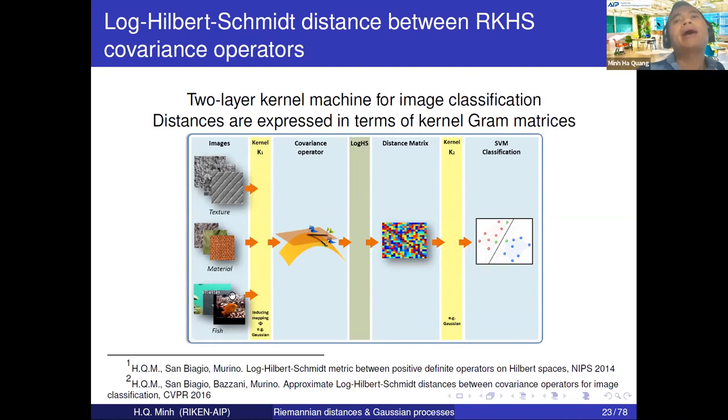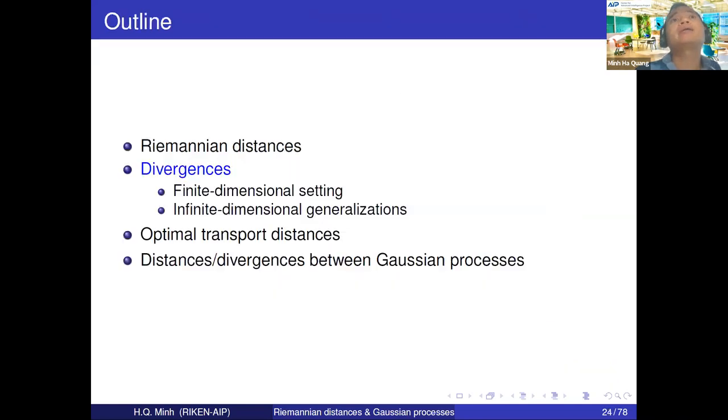So this has been applied where everything can be computed in closed form, and it can also be approximated using random Fourier features. So this is one way in which these quantities can be applied in practice. So these are the Riemannian distances.